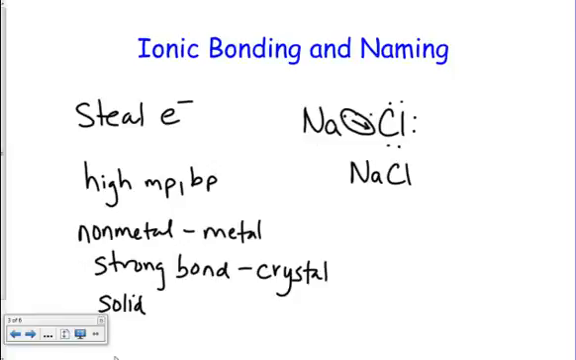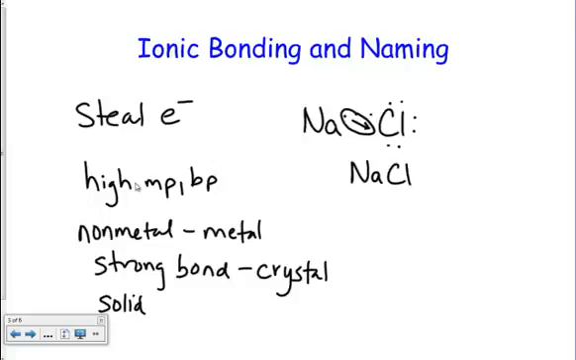So, ionic bonding is where one element is going to steal the electrons from another element. An example here is sodium chloride. Sodium has a valence electron of 1. Chlorine has its 7 valence electrons. Chlorine is actually going to want to steal that electron from sodium to make sodium chloride.